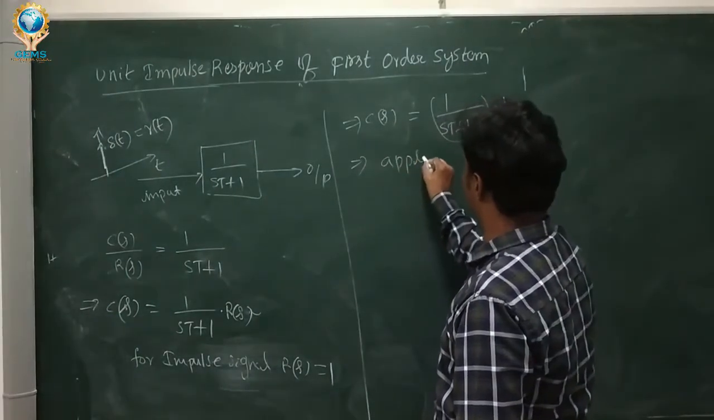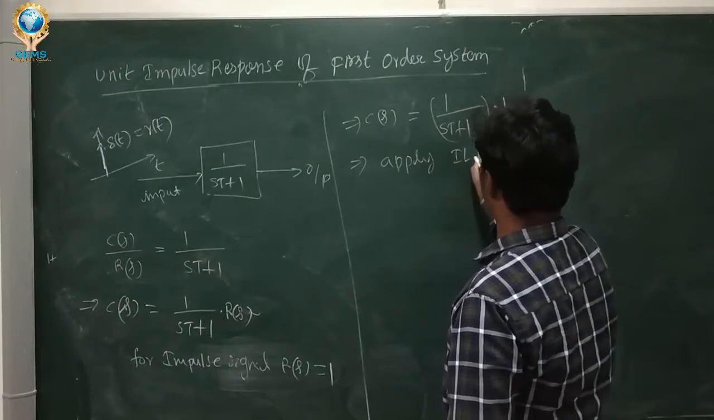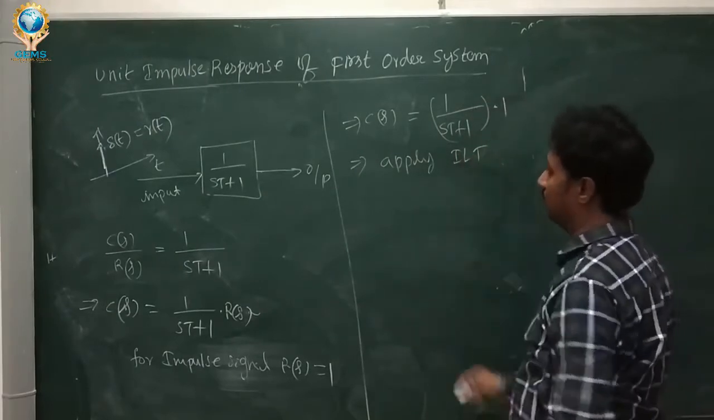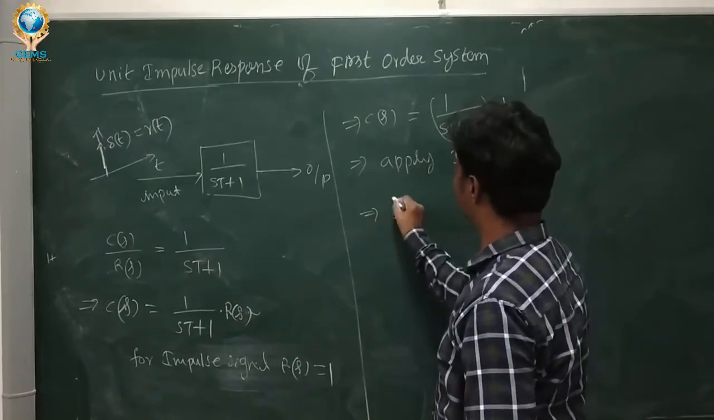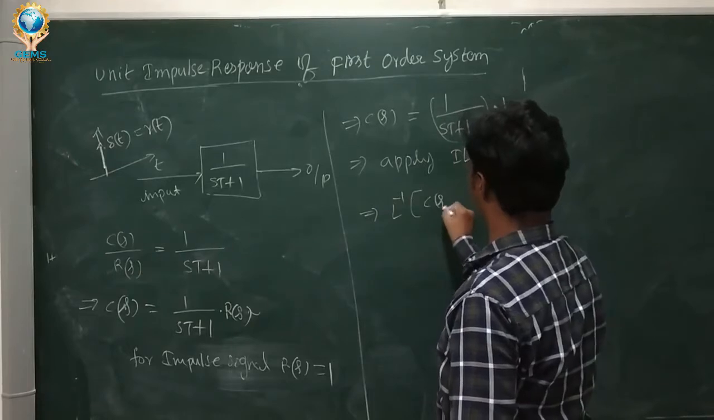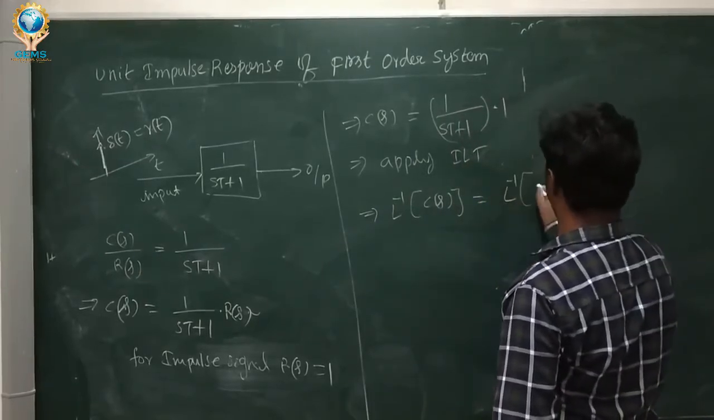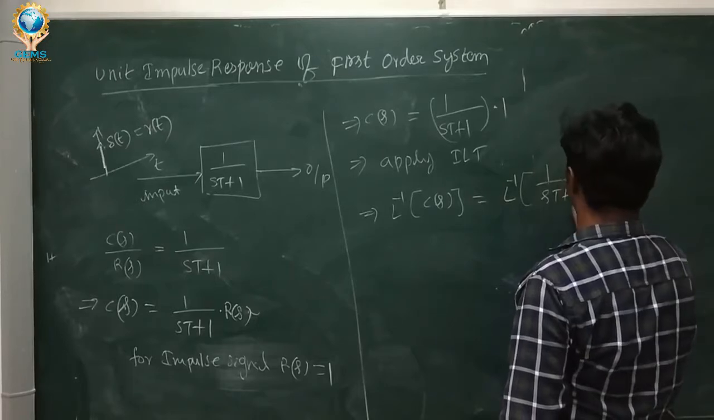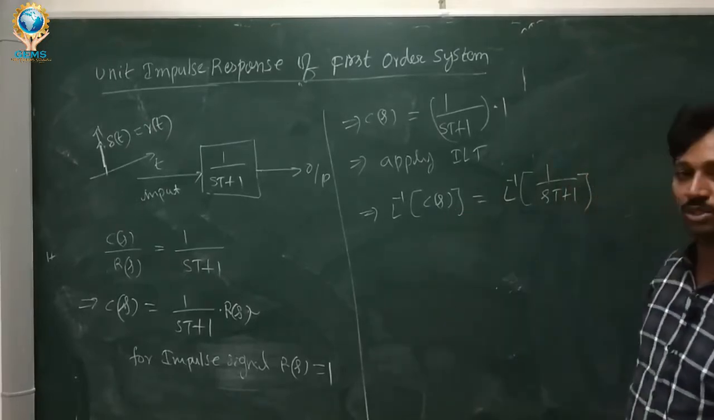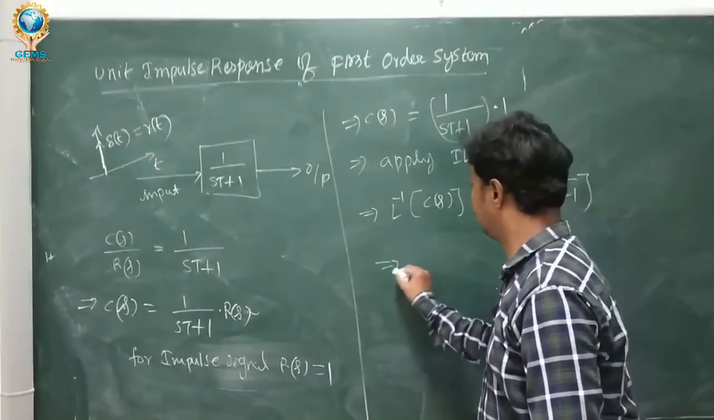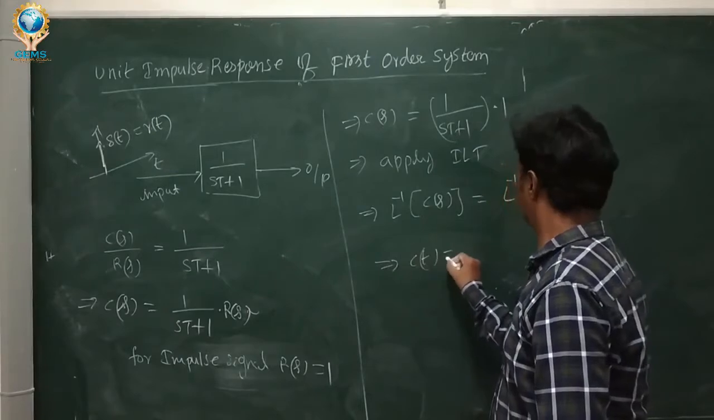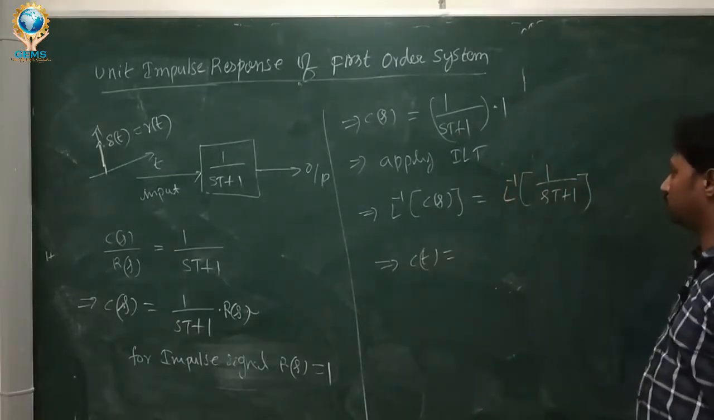Apply the inverse Laplace transform to this equation. So when you apply L inverse, L inverse of C(s) is equal to L inverse of 1 by (sT plus 1). So L inverse of C(s) is equal to c(t), so c(t) is equal to L inverse of 1 by (sT plus 1).